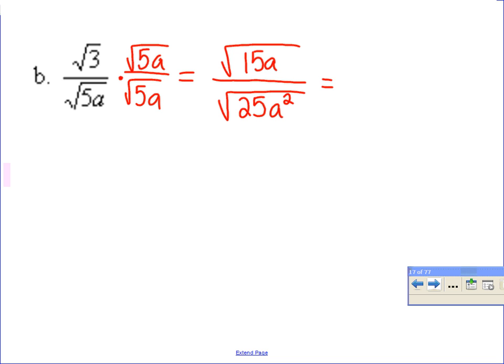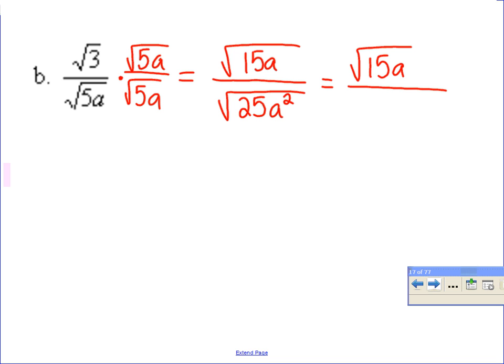Okay, let's put an equal sign. The square root of 15a, you need to ask yourself, is there a perfect square that goes into 15? Okay, I hope you said no. 5 times 3 is 15, and 15 times 1 is 15. So the numerator stays as square root of 15a, so leave that one alone.